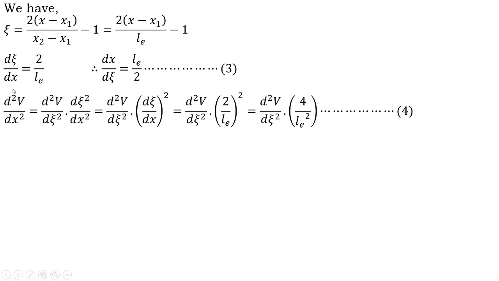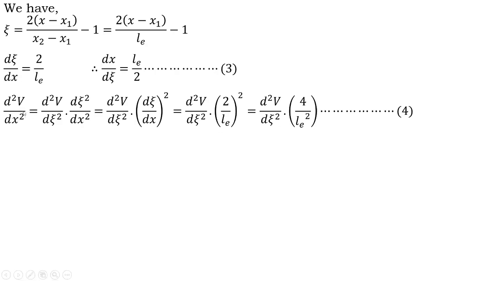Similarly, my equation number 2 consists of the value of d square v divided by dx square. Now my entire equation number 2 is in the form of global coordinates. Now I need to convert that in terms of local coordinates, because I know the limits for the local coordinates. Therefore it becomes very easy to solve that integration.